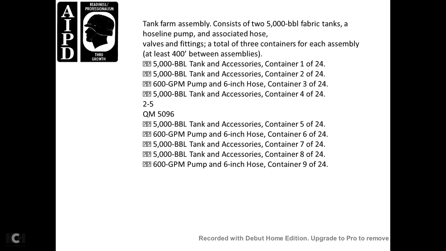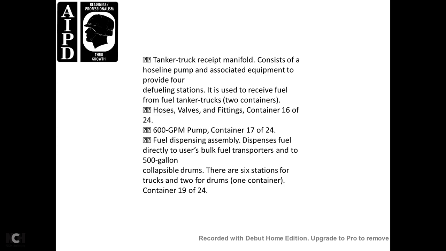5,000 barrel tank accessory container 1 of 24. 5,000 barrel tank accessory container 2 of 24. 600 gallon pump with the 6-inch hose, container 3 of 24. 5,000 barrel tank accessory container 4 of 24. 5,000 barrel tank accessory container 5 of 24. 600 gallon per minute pump and 6-inch hose, container 6 of 24. 5,000 barrel tank accessory container 7 of 24. 5,000 barrel tank accessory container 8 of 24. 600 gallon per minute pump with a pump line and 6-inch hose, container 9 of 24.